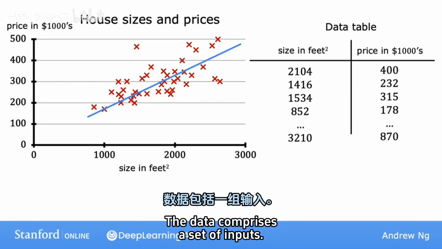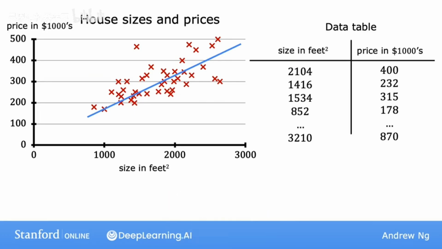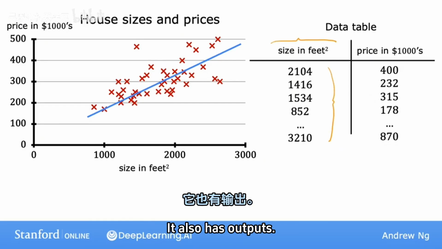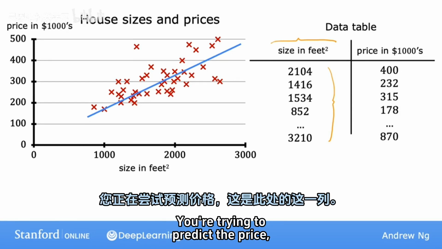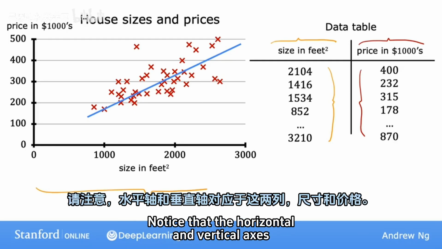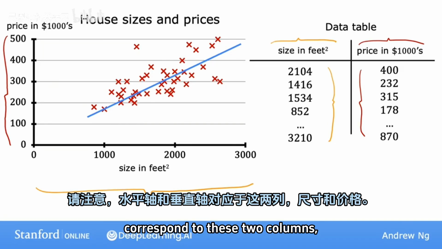The data comprises a set of inputs. This would be the size of the house, which is this column here. It also has outputs. You're trying to predict the price, which is this column here. Notice that the horizontal and vertical axes correspond to these 2 columns, the size, and the price.